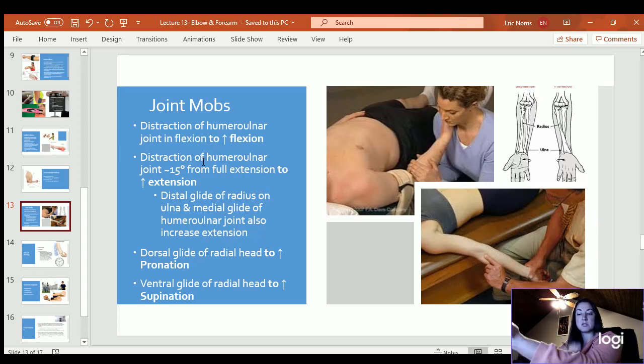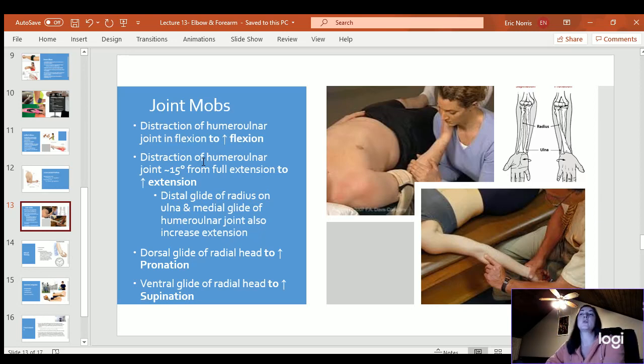There's also a scooping joint mobilization we'll go over, where you take your hands and you scoop down and kind of down and in. That is specific to elbow flexion, increasing elbow flexion range of motion, but we can go over that in lab together.